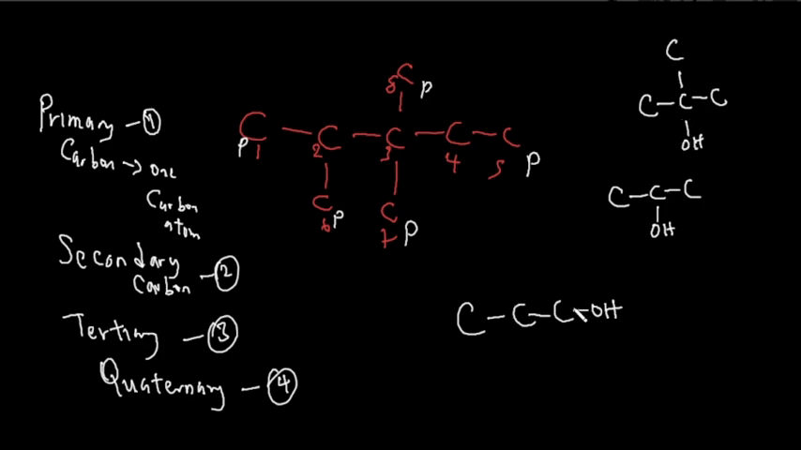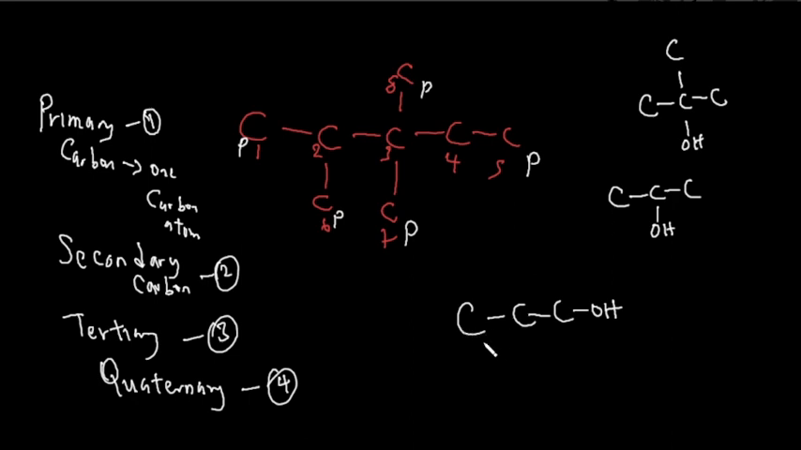So a primary carbon atom has only one carbon directly attached. A secondary has two carbon atoms attached to it, while a tertiary has three carbon atoms attached to it. So when the OH is attached to a tertiary carbon, it becomes tertiary. If it's attached to a secondary carbon, it becomes secondary. And when it's attached to a primary carbon, it becomes primary. So that's basically about your classes of alkanols.